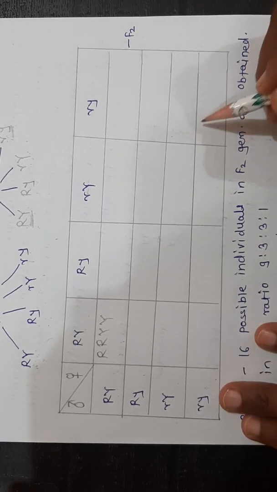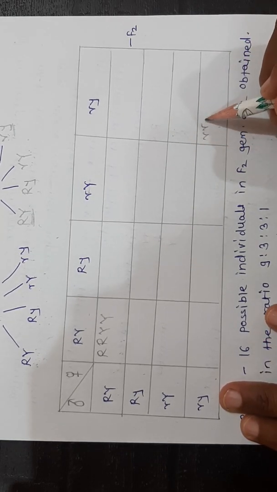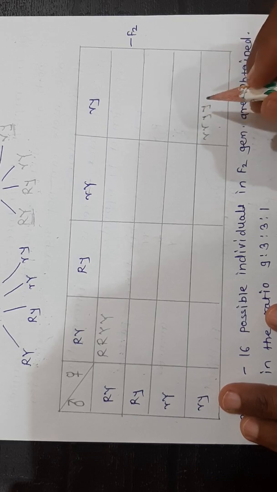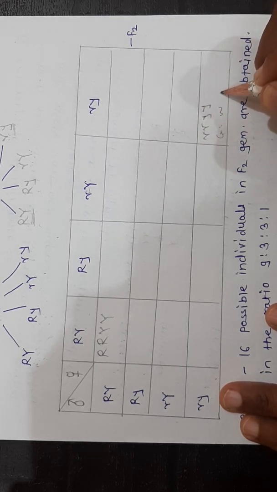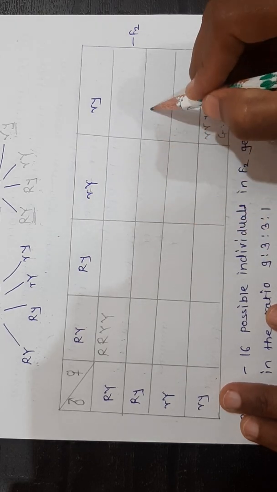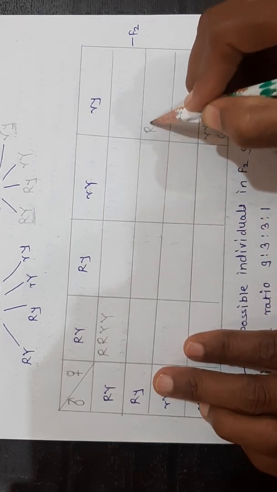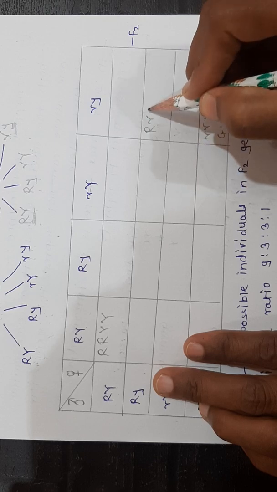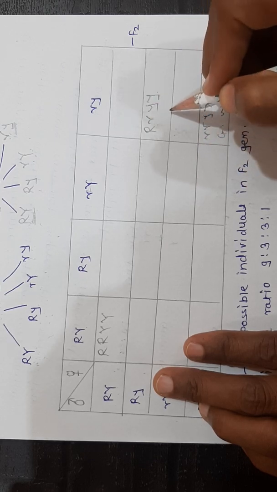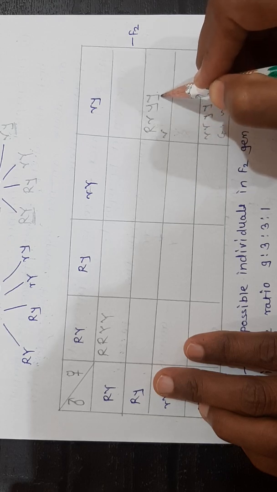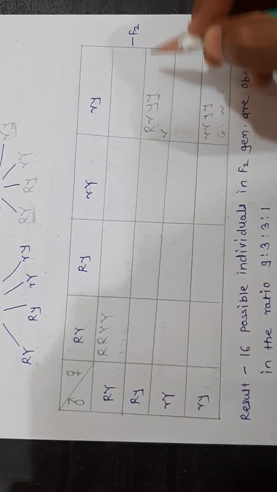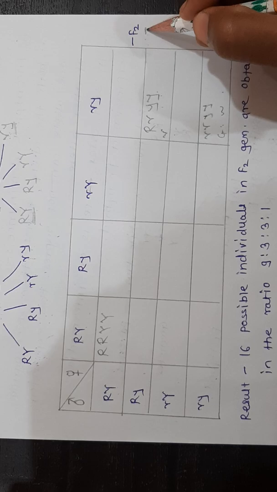Then here last, what happened here? Capital R, small y. What is the name of these? Green wrinkled seeds. Here, what happened here? Capital R, small r, capital Y, small y. What is the name of these? Round yellow seeds. Okay. Then this will be the F2 generation.